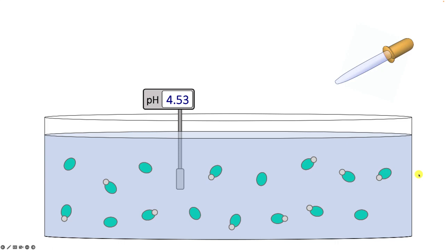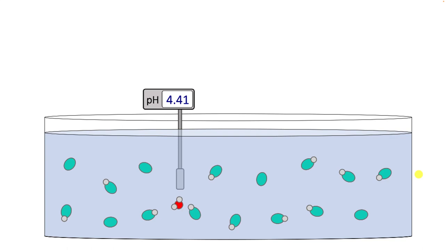And if we keep doing this, if we add more hydronium, more strong acid, the added hydronium will react with acetate ions, convert them into acetic acid molecules. pH will decrease even further, and this will continue until we've added enough strong acid to exceed the buffering capacity of this buffer, at which point the pH will undergo a dramatic decrease.